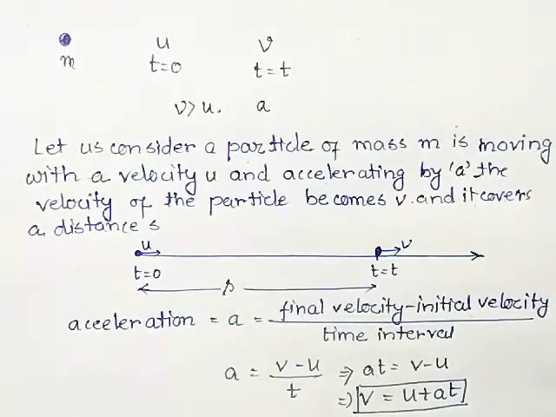If a particle is initially moving with a velocity u, and after that it is accelerated by a constant acceleration a, and after that it has the velocity v, then we can identify this particle using this equation. If any three of the values in this equation are known, then we can find out the other value.